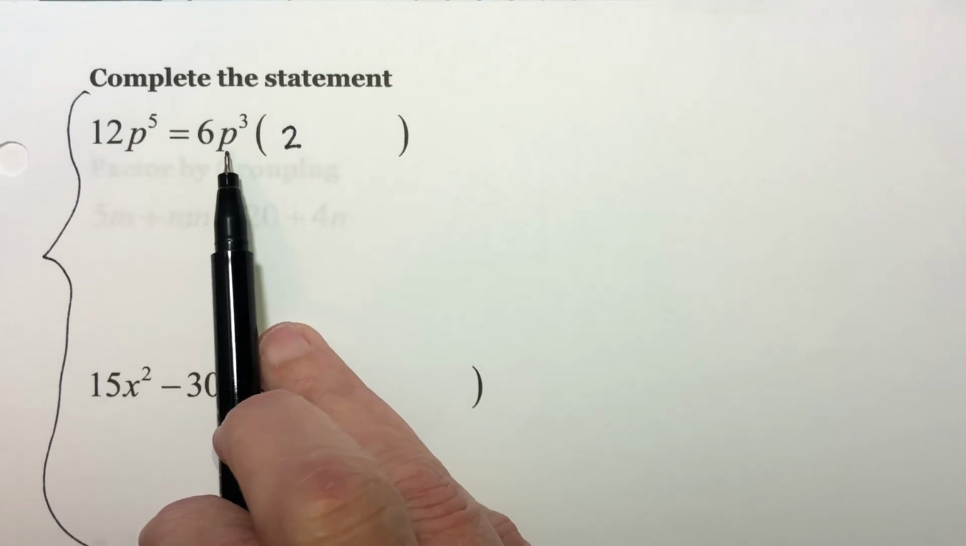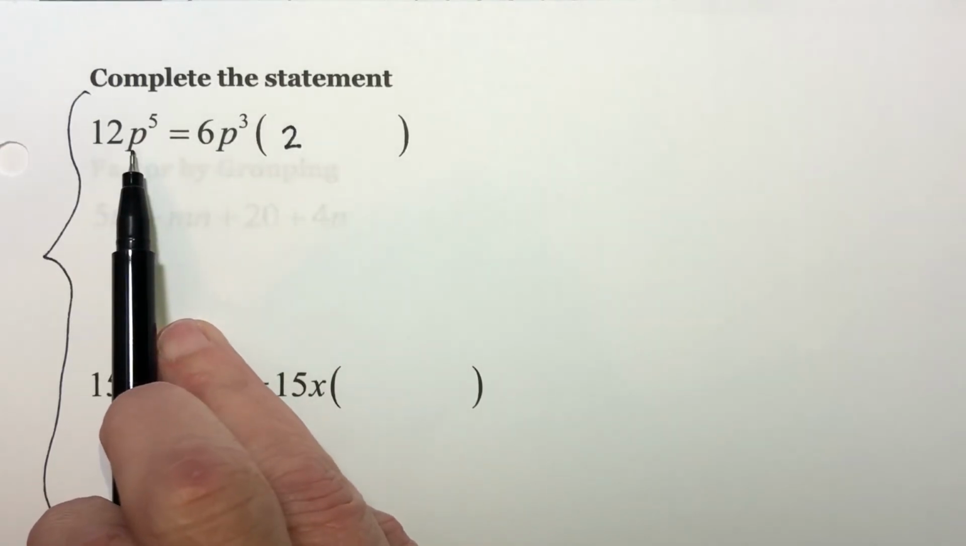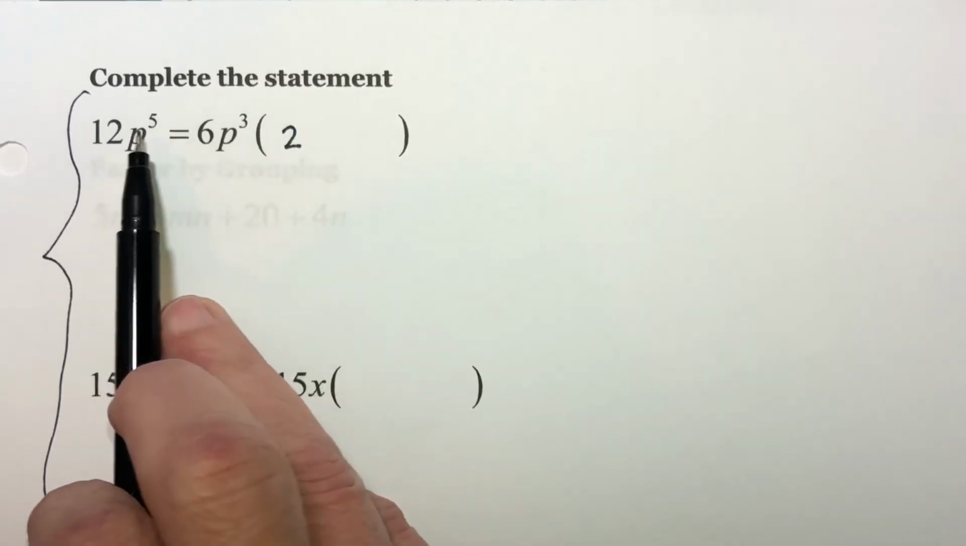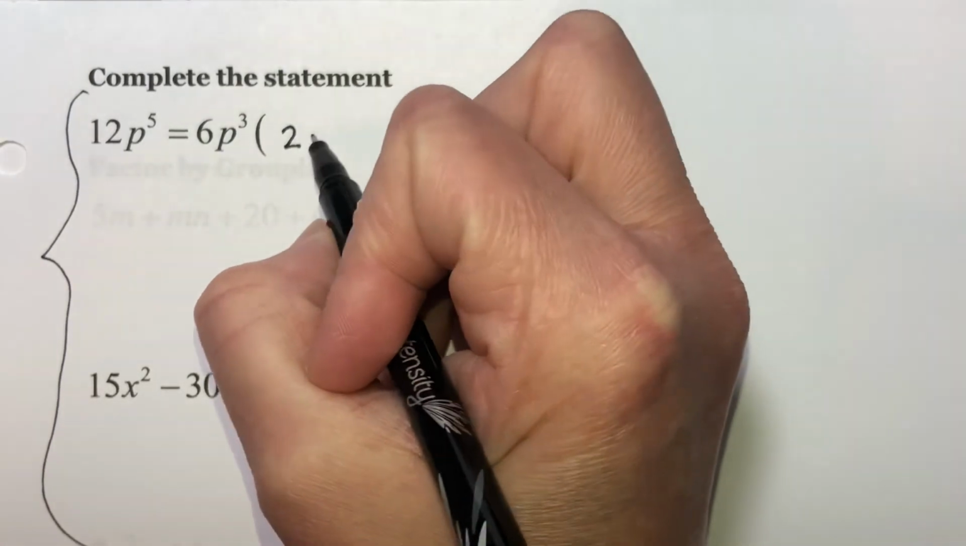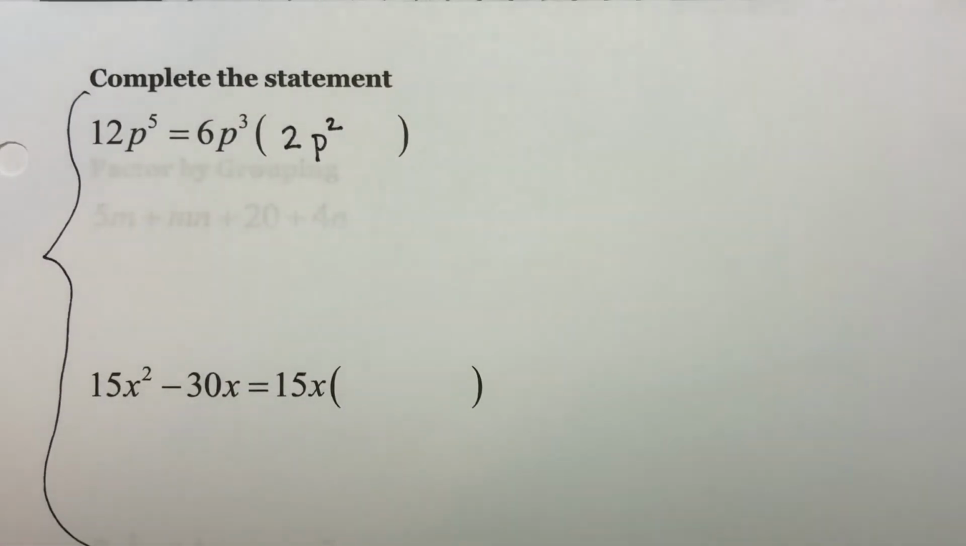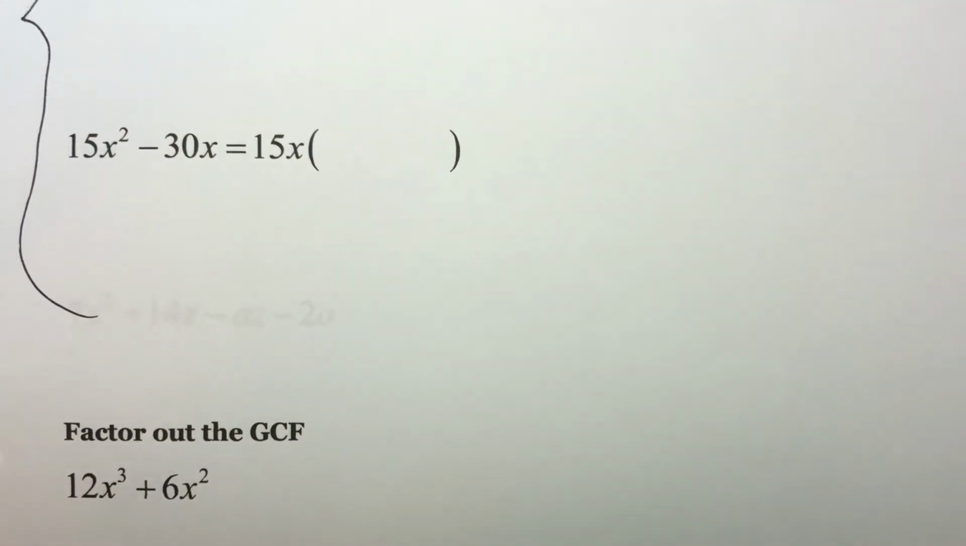What times p cubed is going to give me p to the 5th? Here I have 3 of them. I need 5, so I need 2 more. If you think about it, I just phrased that in exactly the same way as when we were doing the long division with polynomials in the last section. All of this is incredibly related. Okay, let's do one more of these.